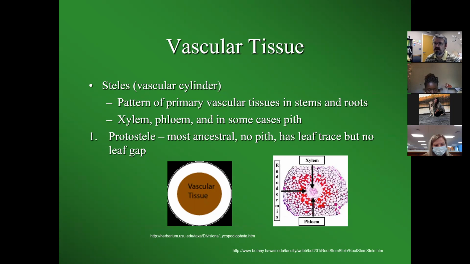The word stele, S-T-E-L-E, is the vascular cylinder that we see moving up the plant, or cylinders. And there is a pattern of these in the primary vascular tissue that you'll see in stems and roots. These patterns are important to know. The way that you see xylem, phloem, and some pith involved are going to give certain looks to them. So the first one, protostele. You know, proto means first.